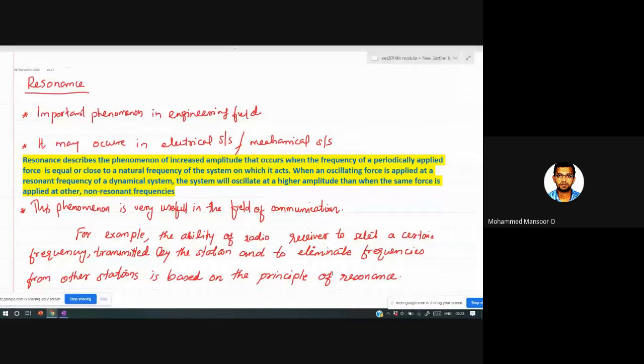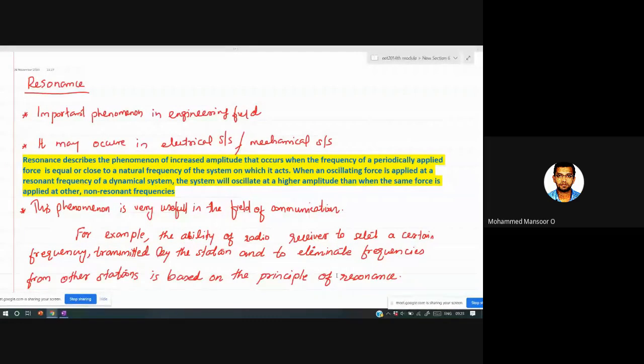So, the last topic in the fourth module is resonance. It is a very important phenomenon in electrical, mechanical, and civil engineering. Clear? We are concentrating on the electrical system.